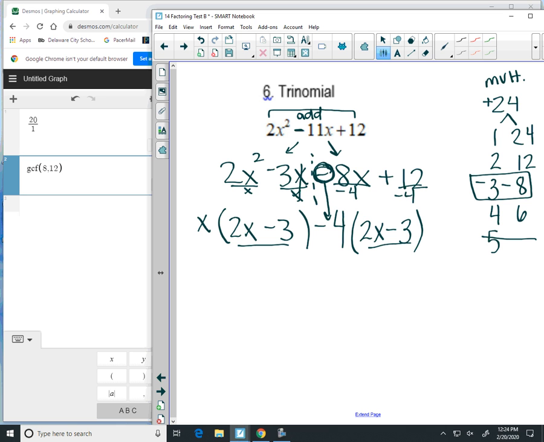Okay. Did I do this right? You did? That's number 6. Yeah, x minus 4, 2x minus 3. That was lovely. Nicely done. That was number 6. Almost to the front, and then the back only has multiple quick problems on it.